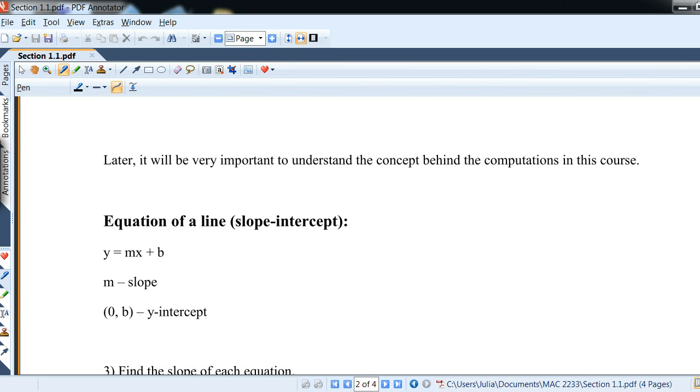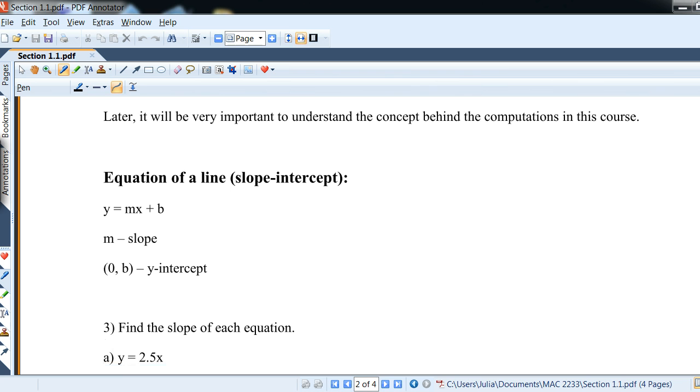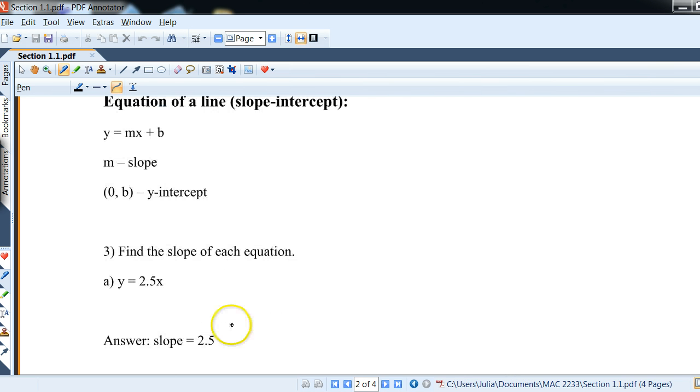All right, let's take a look at equations of the line, which will be important for us also. For example, y equals mx plus b may be familiar to you because it's slope-intercept form. M, which is the constant in front of the x, denotes the slope, and b denotes the y-intercept. So if we have an equation, finding the slope, if it's in slope-intercept form already, like y equals 2.5x, should be very quick. Slope is 2.5, the number in front of the x.